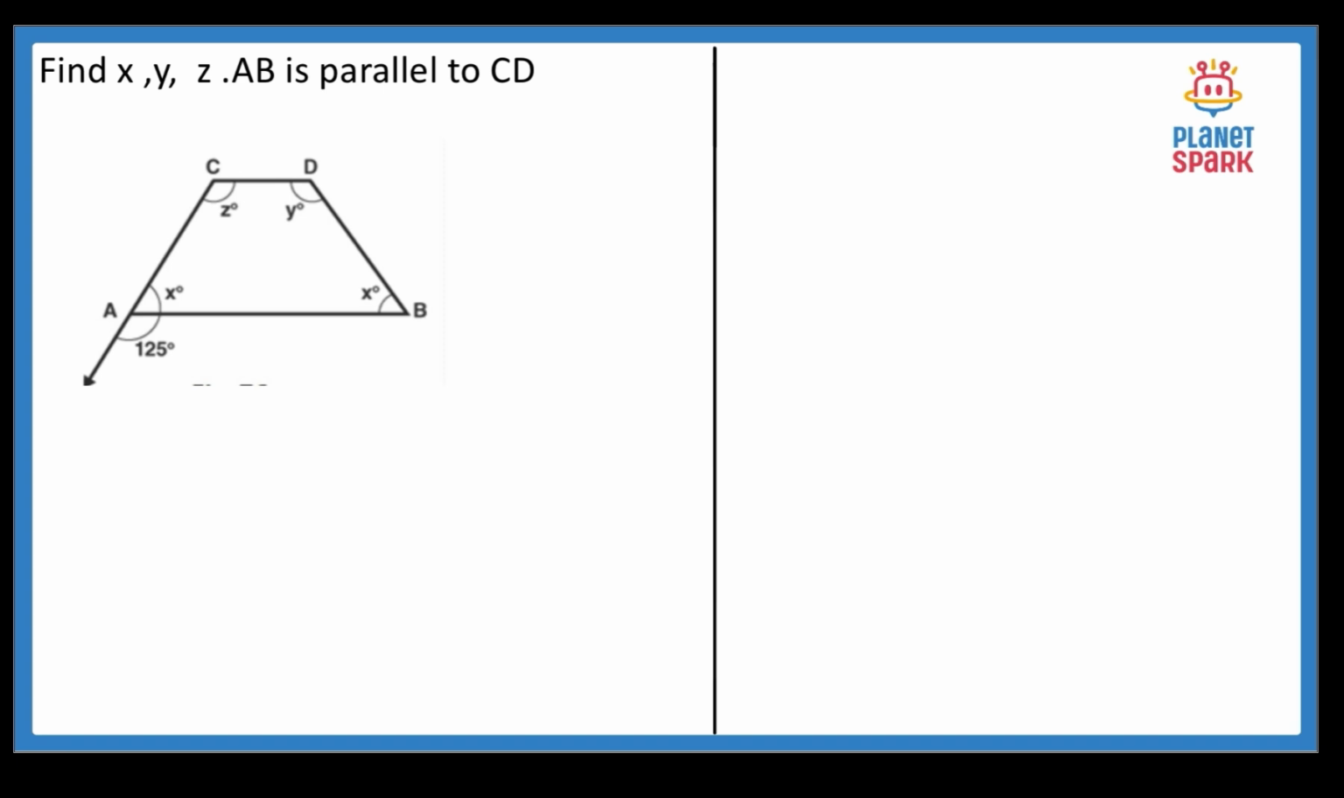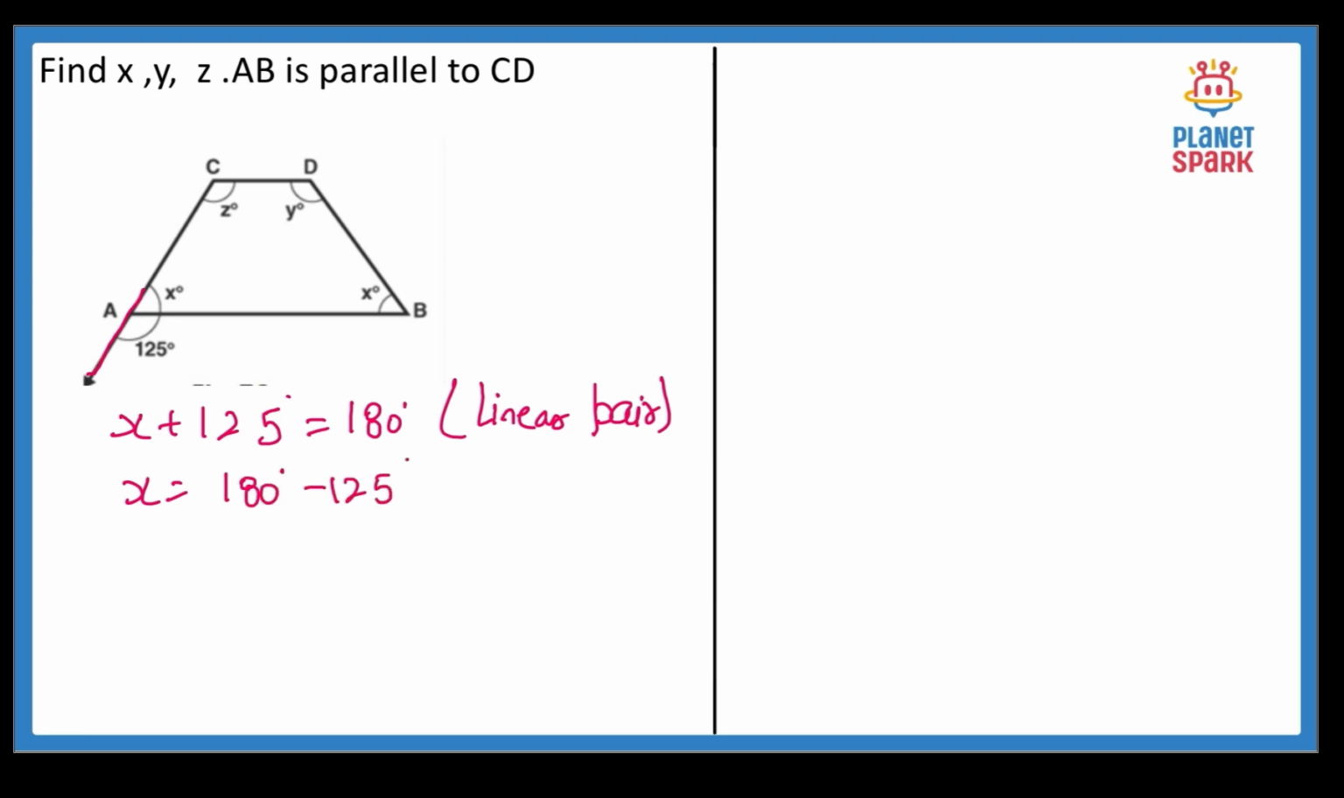We have to find out x, y, z. We are given that AB is parallel to CD. If you carefully observe, x plus 125 degrees is lying on a straight line. So x plus 125 degrees is equal to 180 degrees. They are forming a linear pair. That means x is equal to 180 minus 125, which gives us 55 degrees. That means x is equal to 55 degrees.